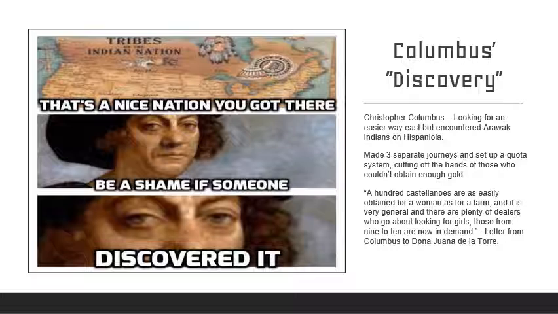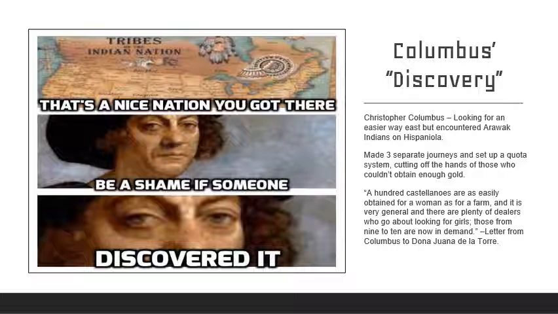So Columbus was looking for an easier way to the east. He wanted to go west to get to the east, basically, but he ends up encountering the Arawak Indians on Hispaniola instead. He's going to end up making 3 separate journeys, all the while believing that he has somehow reached the West Indies. And he is promptly going to start trying to take advantage of these people.